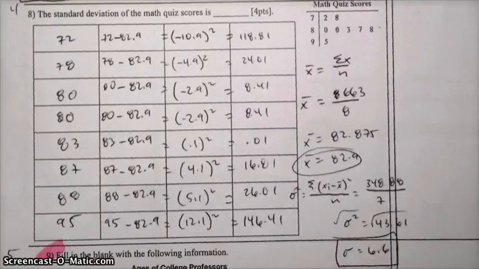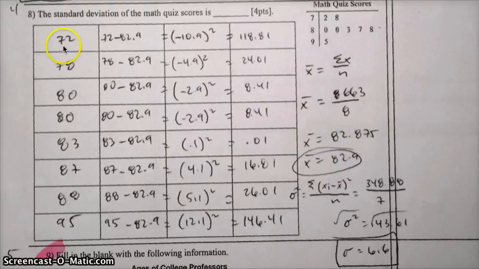Okay, question number 8. Find the standard deviation of the math quizzes. Here is a stem and leaf plot. So you're just going to take those numbers, 72, 78, 80, 80, 83, 87, 88, and 95. To do the standard deviation by hand, you're going to have to find the average or the mean. So if you add up all those numbers and divide by the 8 quiz scores, you'll get 663 divided by 8, which gives you about 82.875, or I just rounded to the tenths, 82.9.